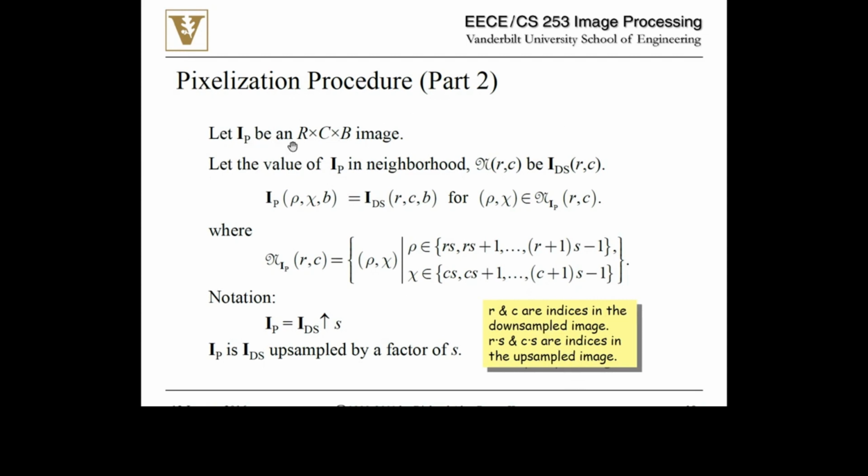And then for the upsampling, it is similar. You have the same size as the input, and the upsampled pixel at the location rho, chi, b is the value of the downsampled image at r, c, b for all the rho and chi in this neighborhood. And this neighborhood is this one, where you identify the same kind of elements. You have to multiply by s, so you go in steps of s, and then you go from r s to (r plus 1) times s minus 1. So it is the same.